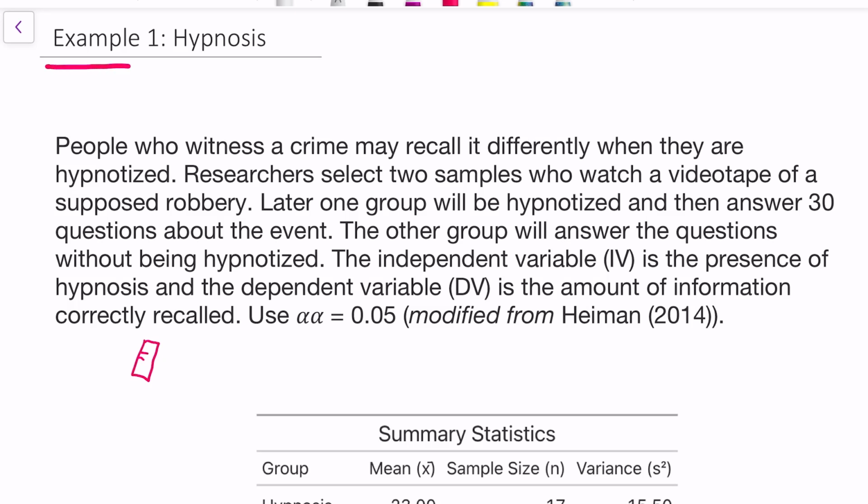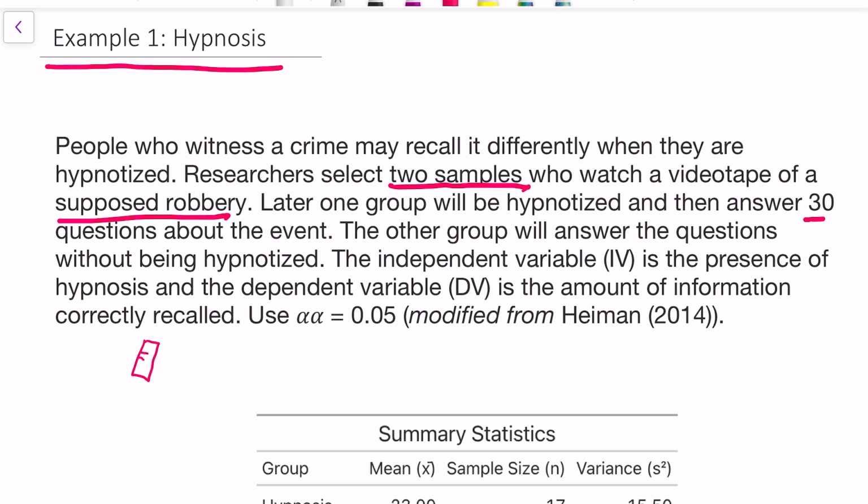So this is the first example for independent samples t-test. We have two samples. The research hypothesis is basically that people are going to recall more things if they are hypnotized. So they are shown a video of a supposed robbery, and then they answer 30 questions, and I'm assuming they're going to see how many they get correct from the details of the video. So one sample is going to get hypnotized, and the other sample is not going to get hypnotized.